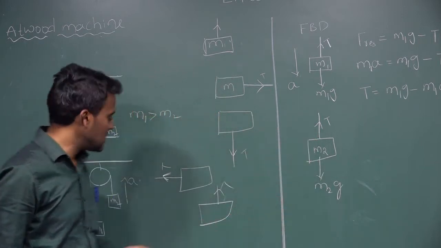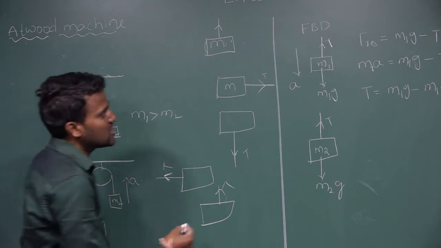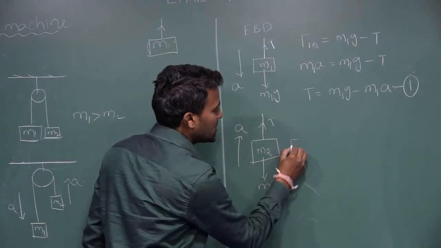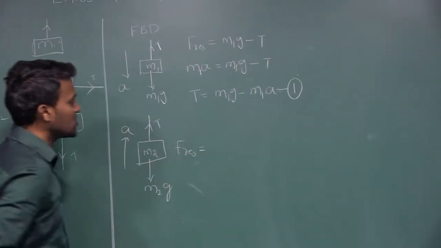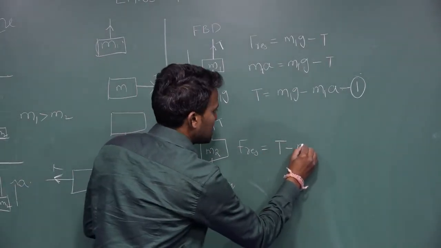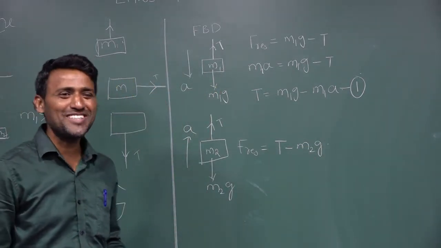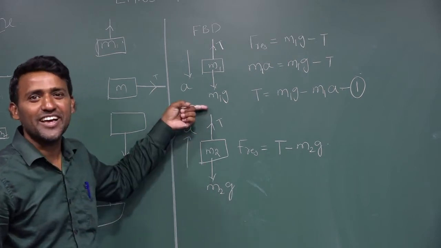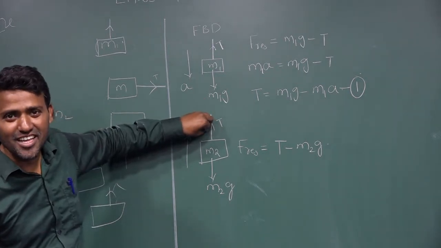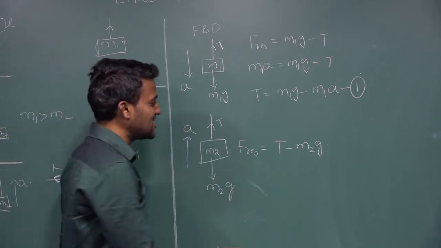What is the acceleration? Acceleration is in the upward direction. Acceleration is upward, so what is the resultant force? According to this diagram, resultant force is equal to upward force minus downward force. Why have I written upward force minus downward force? Because the object is going upward, which means the upward force is greater than the downward force. So that's why I am writing it here.